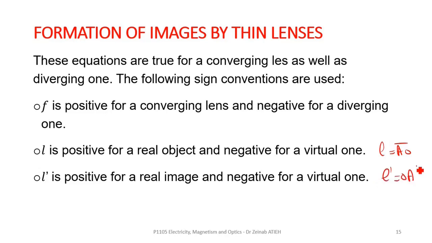So if L prime is positive, it means we have a real image. L prime negative means we have a virtual image. The object is always placed before the lens. If the object comes after the lens, it is virtual. The image is placed behind the lens. If it comes before the lens, it is virtual. This is for real and virtual.